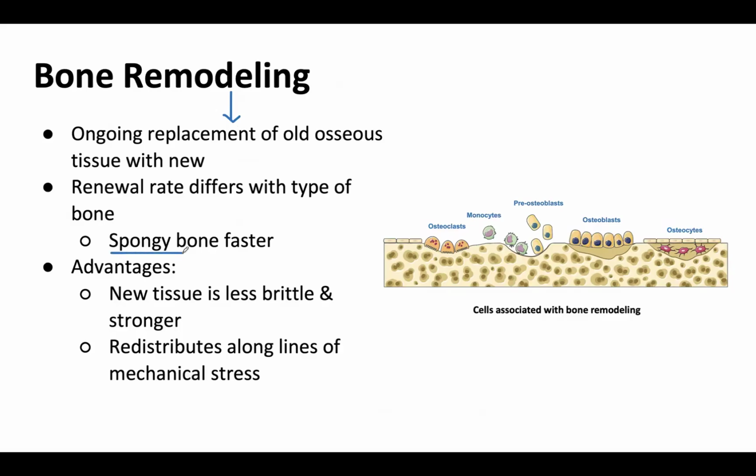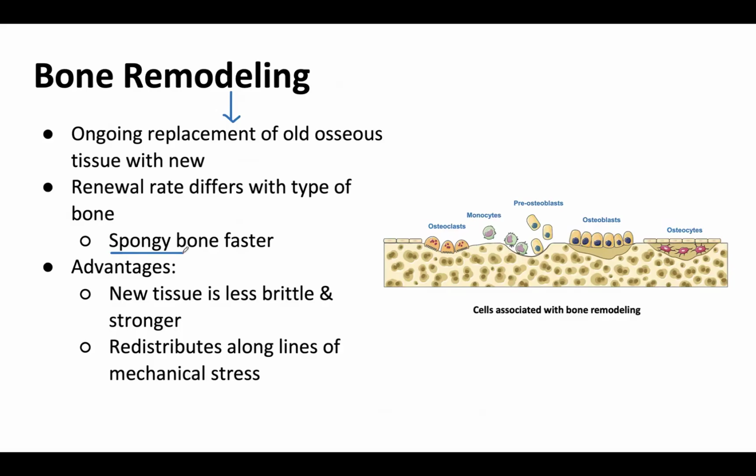Spongy bone remodels more often than compact bone. In fact, there are different rates of remodeling in different parts of the same bone. If we take the femur, the bone of the thigh, its distal portion, which is mostly spongy bone, is replaced every 4 months or so, relatively quickly. But the diaphysis of the femur, which is almost all compact bone, is barely remodeled throughout a lifetime. So there can be big differences there.